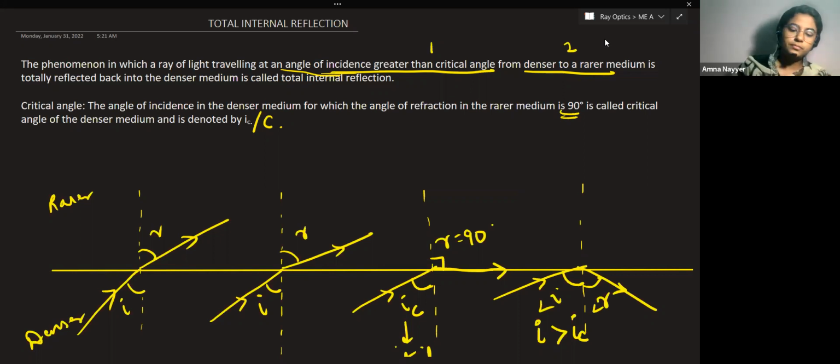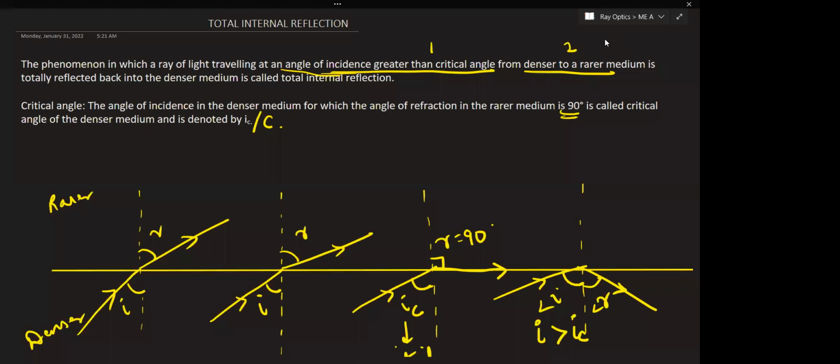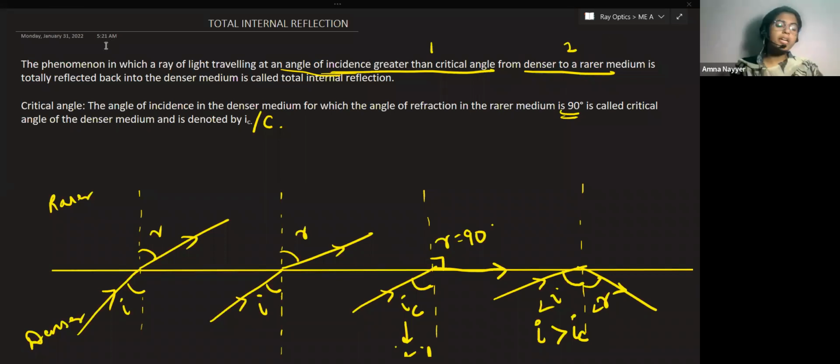Ma'am, rarer to denser medium will not occur, right? No. From rarer to denser, it won't occur because you will not get the critical angle. That's fine. So if the critical angle is not exceeded, TIR will not occur. When you get a theory question on TIR to explain it, this entire page has to be written with the diagram. Do not forget to draw it.